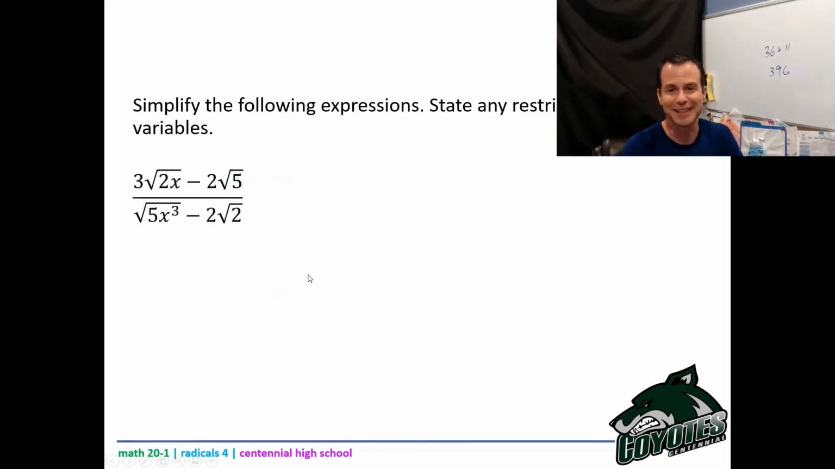All right, so this one gets a little messier. Let's try this guy. So I've got 3 root 2x minus 2 root 5 all over root 5x cubed minus 2 root 2. I need to think about restrictions.